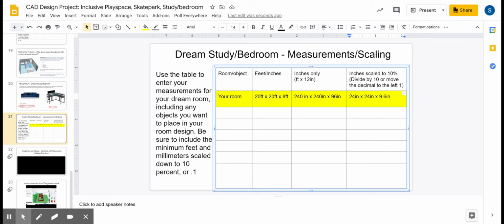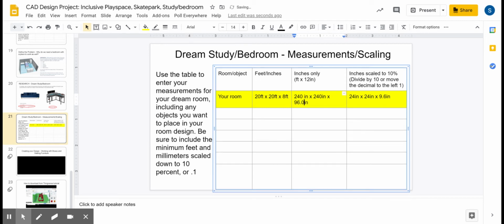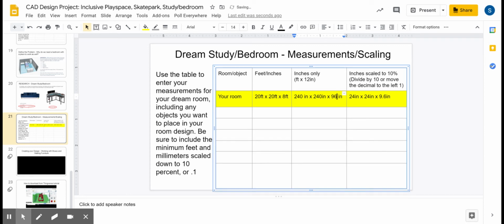Now 96 inches divided by 10. Imagine again that your decimal place is here and you need to divide by 10, so you move your decimal place over to the left by 1. If we take our decimal and move it over 1, we see that it becomes 9.6 inches. So on our last column, we change our last measurement to 9.6 inches.